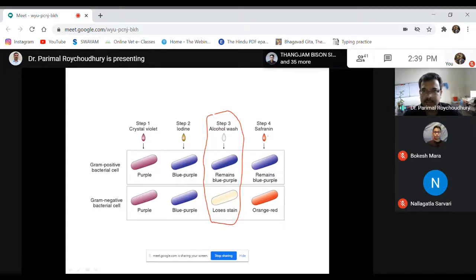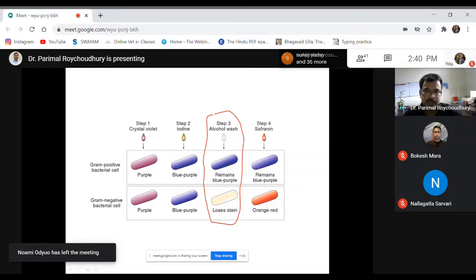Then when you apply the safranin, they will immediately pick up the safranin color. Safranin is red in color, crystal violet is violet in color. Since the gram-positive bacteria already have the violet color, they are no longer taking the safranin color. As a result, at the end of Gram staining, we can see the gram-positive bacteria as violet, whereas the gram-negative bacteria will appear as red, orange-red color. So looking at the color, we can say this is gram-positive and this is gram-negative.